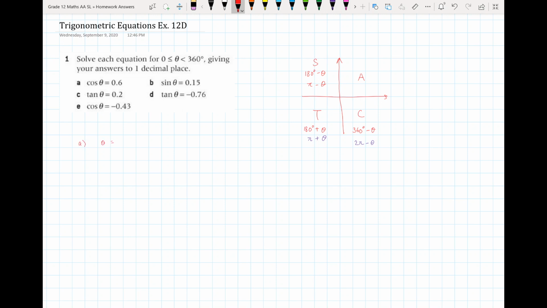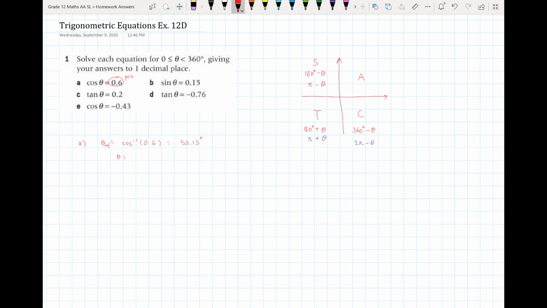We can find out what the reference angle is by doing inverse cosine of this number on the right. Make sure that you are in degrees mode, otherwise you won't have the correct answer. Now your final answer wants one decimal place, so it's probably best to keep a few more decimal places. Here I will just keep 2, maybe 3 will be even safer. So that means the answers, because this is positive, right? This is positive. That means this is a particular answer.